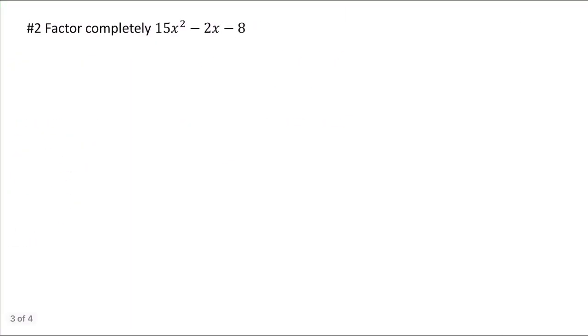So now let's try factoring this expression completely. We want to first check for a GCF, but notice that there is no number that will evenly divide 15, 2, and 8. So I'm going to go ahead and factor. Remember, this is A, this is B, and this is C. So A times C is what we need to do here, because A is not equal to 1. So we're going to do 15 times -8, and 15 times -8 is going to give us -120.